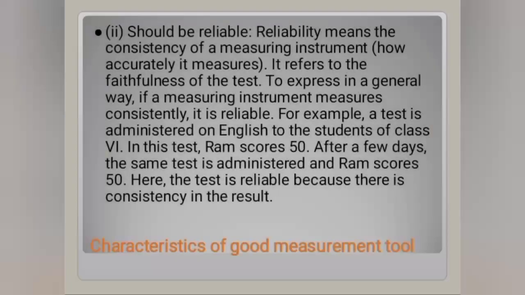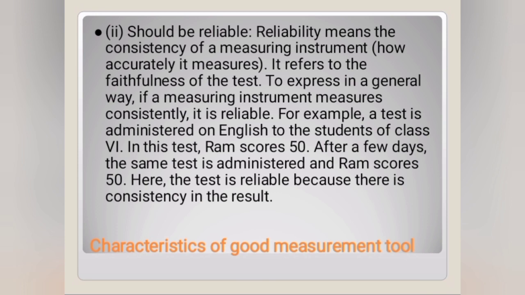Second one is, it should be reliable. Reliability means the consistency of a measuring instrument; it depends on how accurately it measures. So it refers to the faithfulness of the test. To express in a general way, if a measuring instrument measures consistently, it is reliable. For example, a test is administered on English to the students of class 6th. In this test, Ram scores 50. After a few days, the same test is conducted and Ram scores 50. Here the test is reliable because there is consistency in the result.